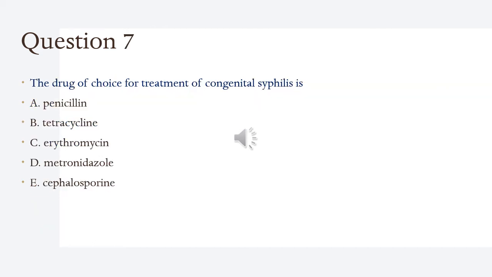The drug of choice for treatment of congenital syphilis: is it penicillin, tetracycline, erythromycin, metronidazole, or cephalosporin? Syphilis is treated the same in adults and neonates. We are treating it with penicillin. So the correct answer here is penicillin.